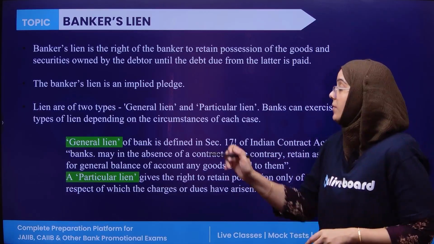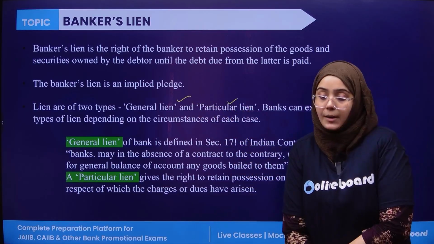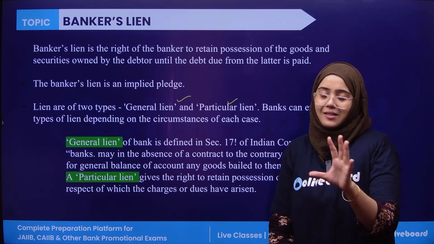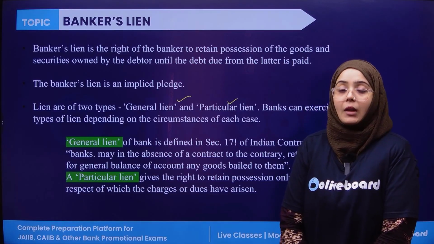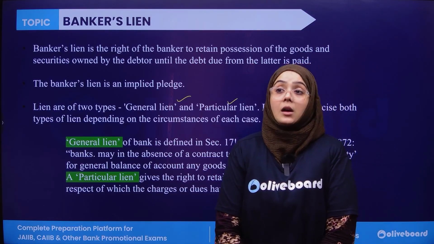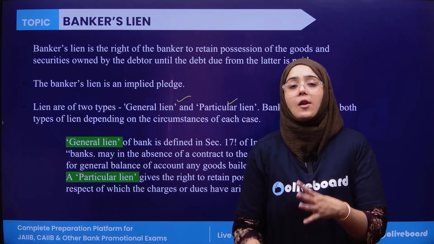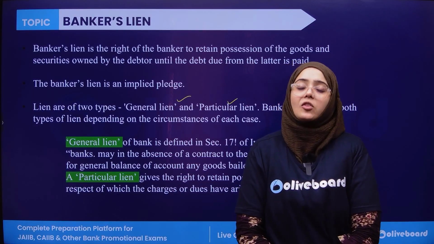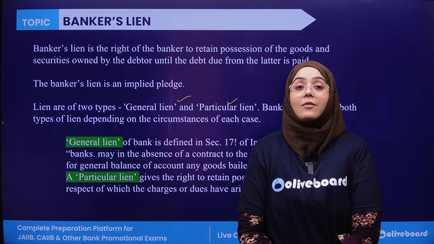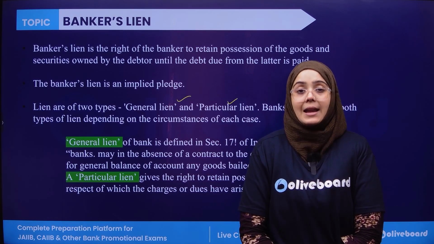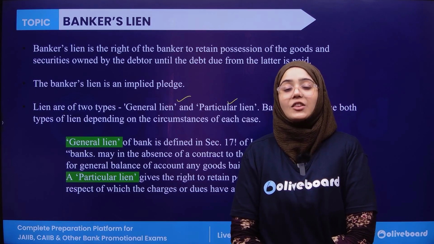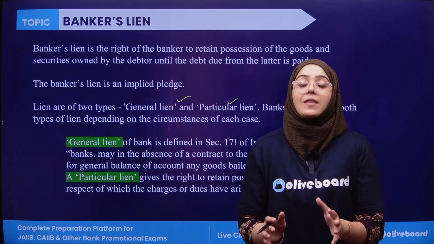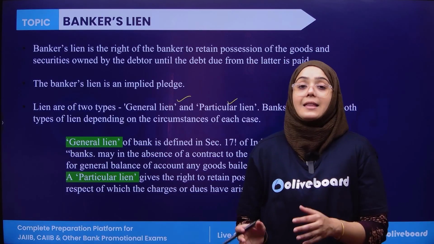Lien can be of two types. There can be a general lien and a particular lien. I am just giving you an example. I actually own a locker in the bank, and in that locker, I have kept my jewelry or documents or anything. Now, I have received a loan from the bank. In a general lien, the bank can retain the possession of any goods in favor of the loan they have given until the loan is fully paid.